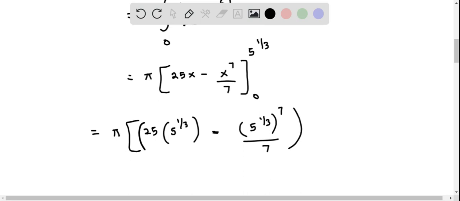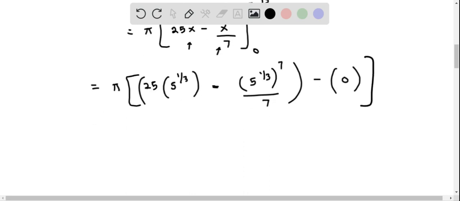This is where we have applied the upper limit, minus we apply the lower limit 0, and when we do so we get 0 here, we also get 0 here. So overall this is 0. Now let's simplify this. And so this equals pi times of, we have 25 times 5 power 1 by 3. I write this as it is.